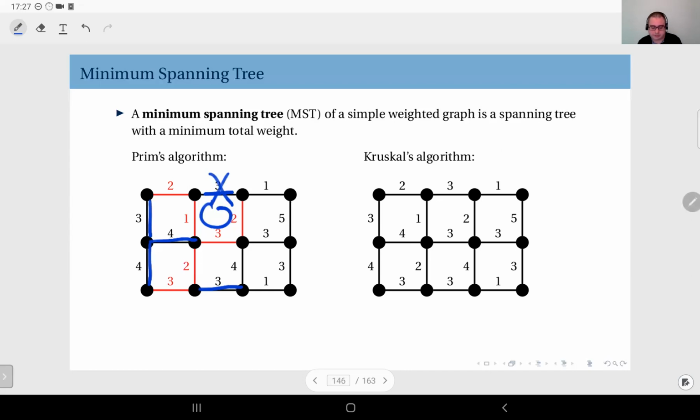This one is another candidate. This one and this one and this one are candidates. Now I have a 1 here as a candidate, so that's the minimum. Therefore, I will add that one next.